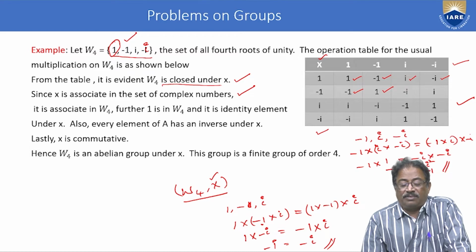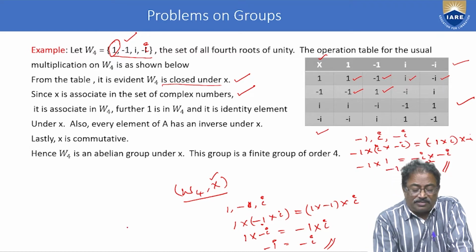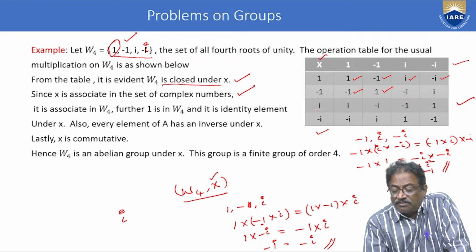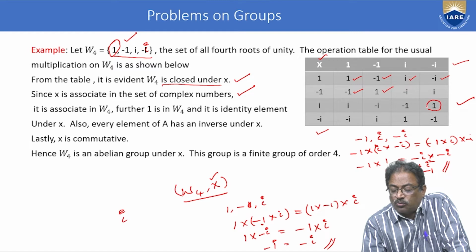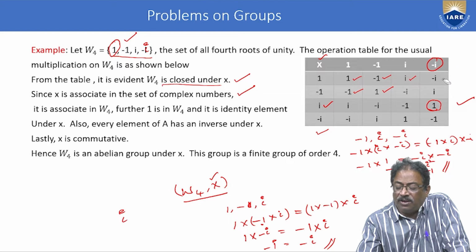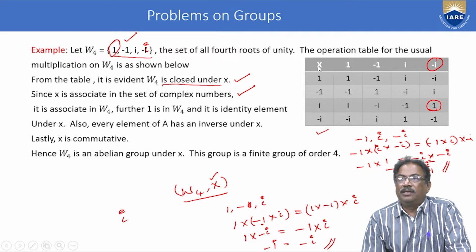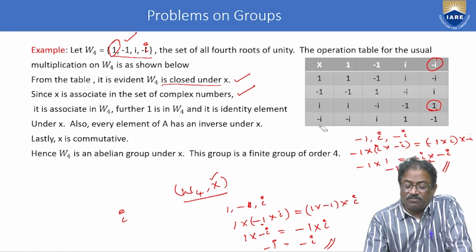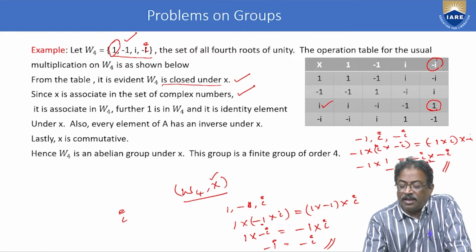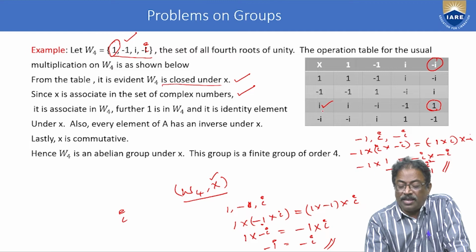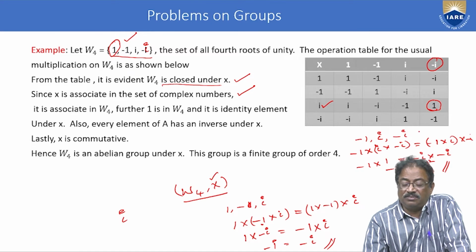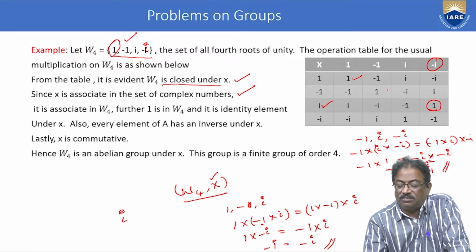Now the inverse. Let us consider one element, say i. Whenever the product gives 1, the corresponding element is the inverse of that. So i into minus i is equal to 1, so i inverse is minus i. Similarly, minus i inverse is i. Similarly, 1 inverse is 1, and minus 1 inverse is minus 1.